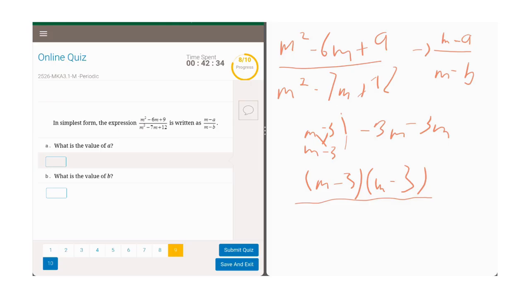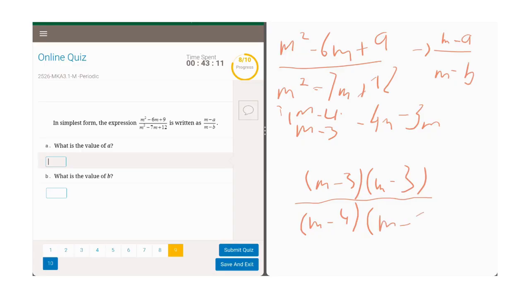So that means we can make the numerator m minus 3 over the denominator. Now we can do box method using the denominator. So we have m and m. 12 can be 4 and 3. 4m, 3m. To make it negative 7m, we can make minus 4m minus 3m. So put minus here and minus here. m times m is m squared. Negative 4 times negative 3 is equal to positive 12. So that means the denominator is m minus 4 into m minus 3.